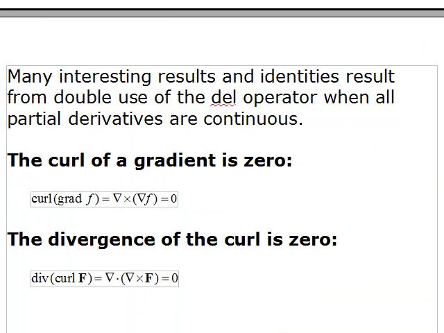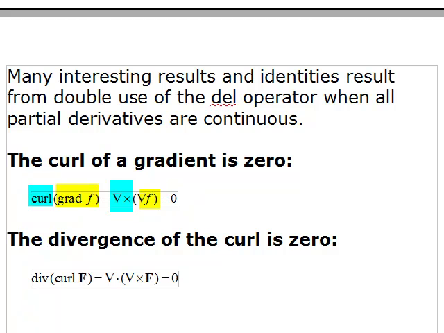Now there are some identities associated with the del operator, and here are two very important ones. The curl of a gradient is 0. So the curl of the gradient, the gradient of f you'd write as del f. Here's the curl, and you apply it through, of course, a cross product, and that is identically 0.